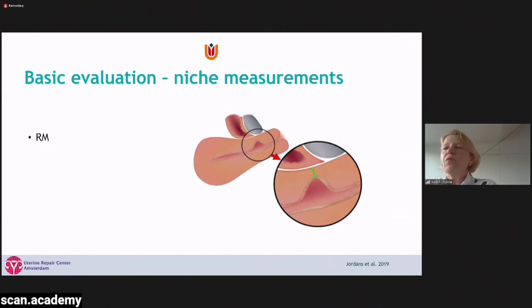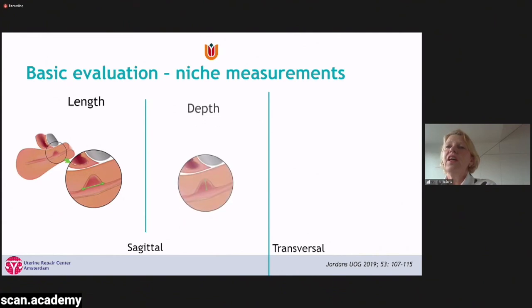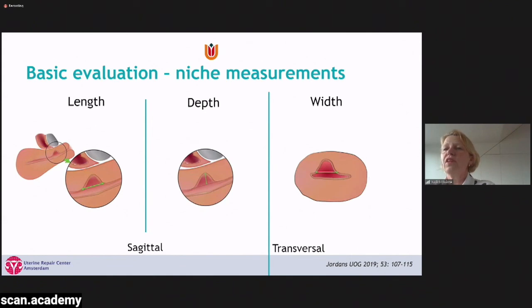The most important measurement to measure if you evaluate a niche is the thickness of the residual myometrium. So this is the thickness between the niche and the outer part of the cervix, because that's important if you consider treatments or for future research perspectives. Other basic measurements that are advised to measure in the sagittal plane is the length of the niche and the depth of the niche, and in the transversal plane, the width of the niche.